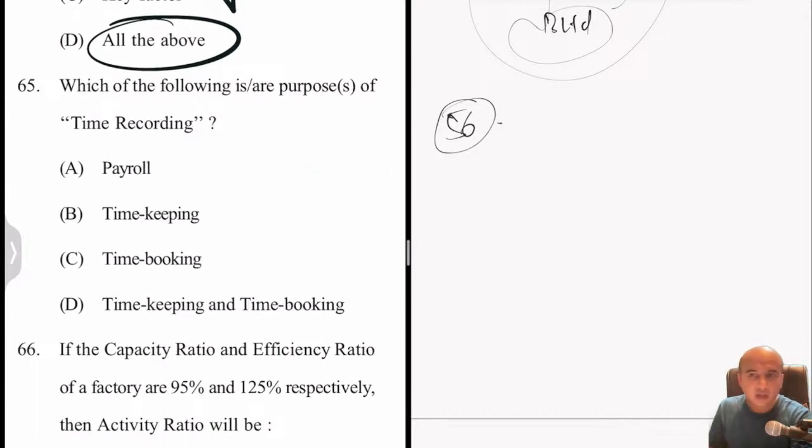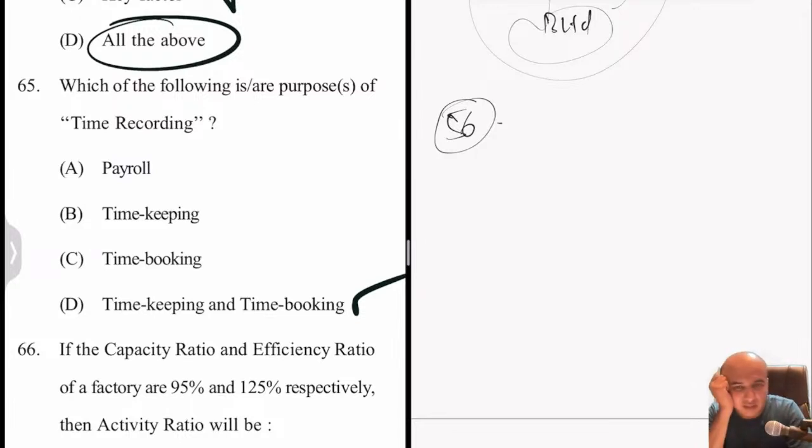Moving on. Which of the following is or are purposes of time recording? Time recording is used for timekeeping and time booking. See, this time recording is nothing but the process of recording the working time of employees in any organization. It is used for timekeeping and time booking.